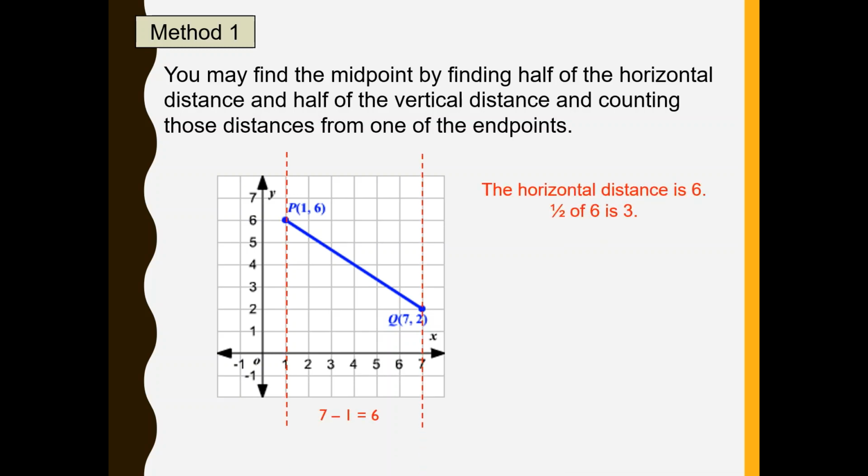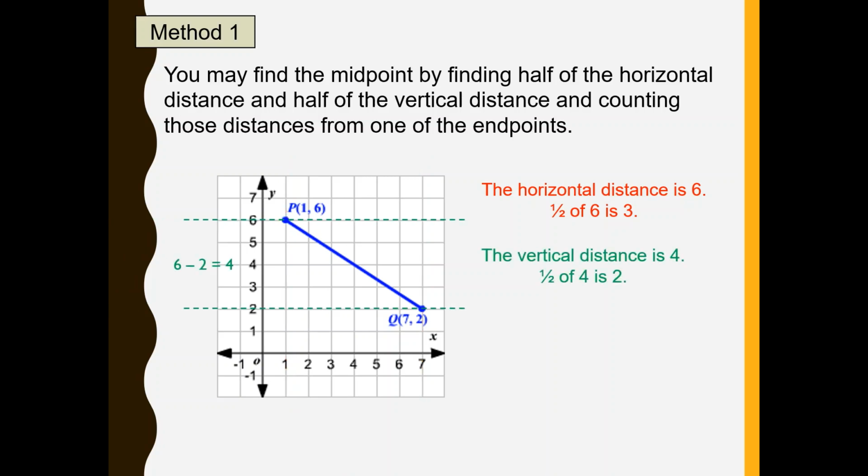Let's find the horizontal distance between the 2 points P and Q. To find that, we would subtract 1 from 7 and get 6. Take half of that, which is 3. Let's do the same thing vertically. The vertical distance between the points is 4. Half of 4 is 2.